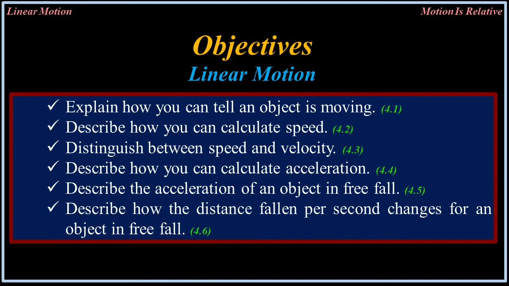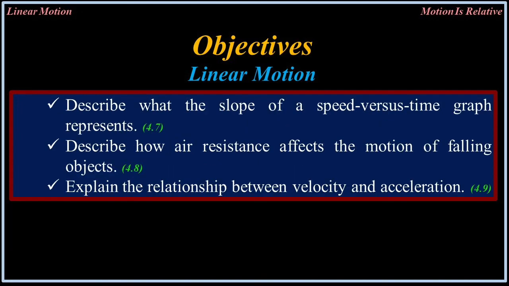Describe how the fall in distance per second changes for an object in free fall. Describe what the slope of a speed versus time graph represents. Describe how air resistance affects the motion of falling objects, and explain the relationship between velocity and acceleration.